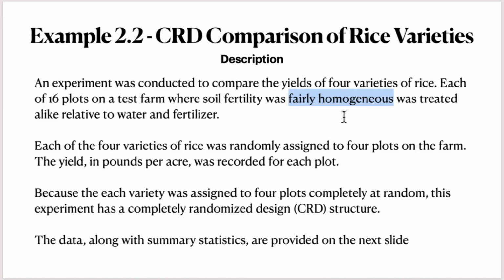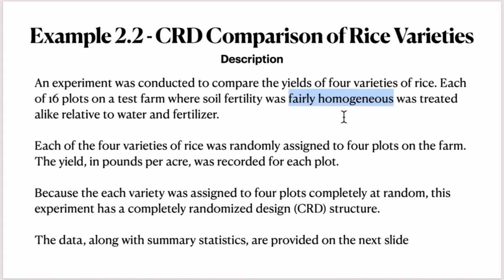You would probably want to use something like a randomized complete block. And so that's one of the reasons why we need to understand and know about other kinds of designs, because the simplest design that we've looked at, the completely randomized design, especially in agricultural studies, is not going to be the most effective.